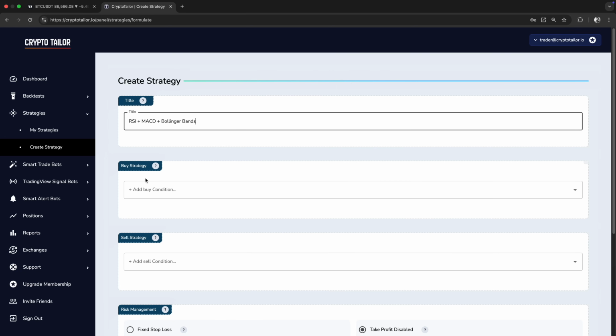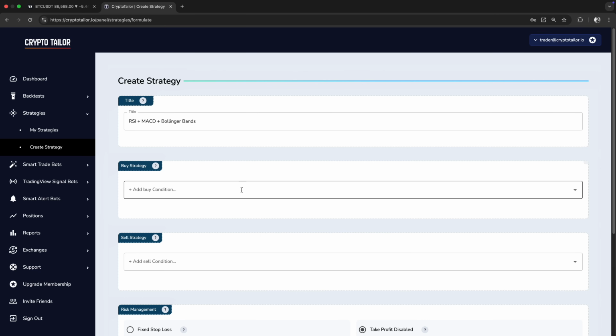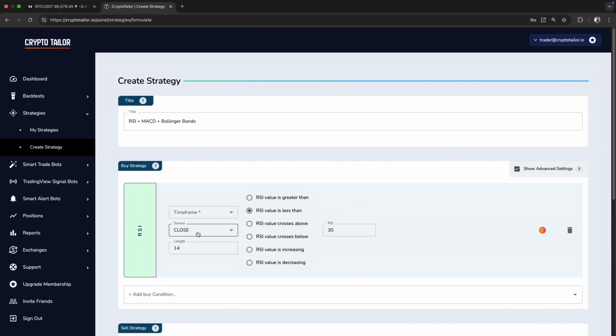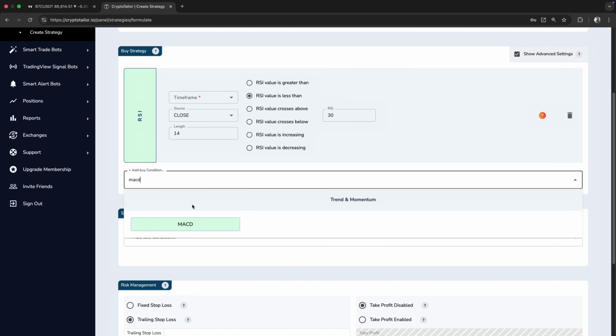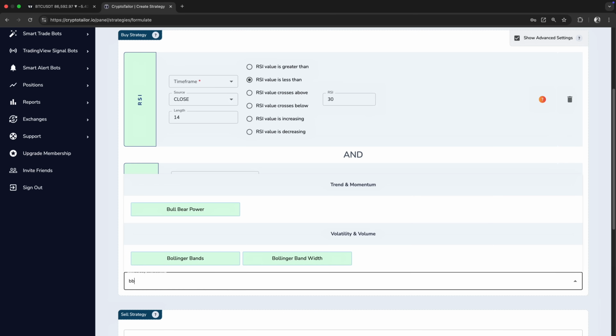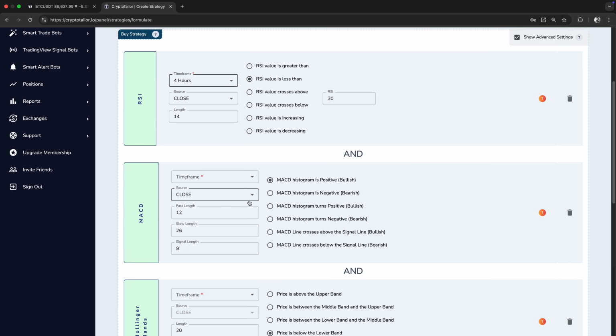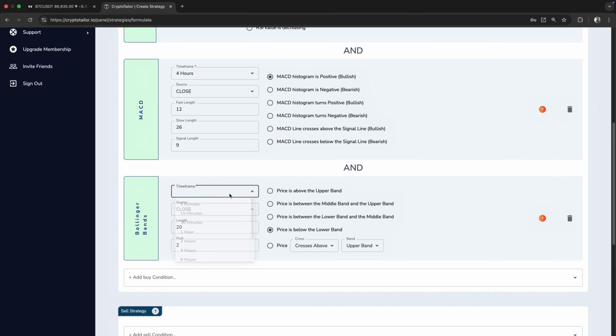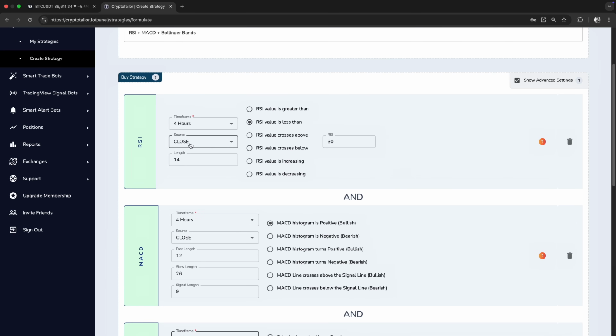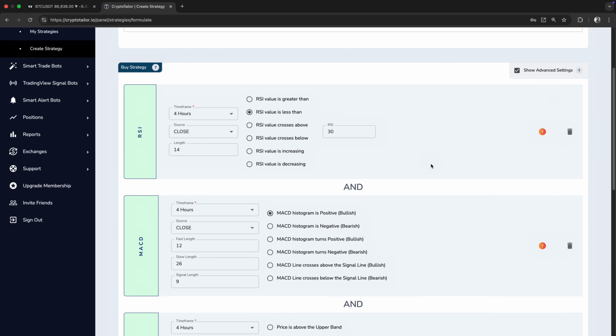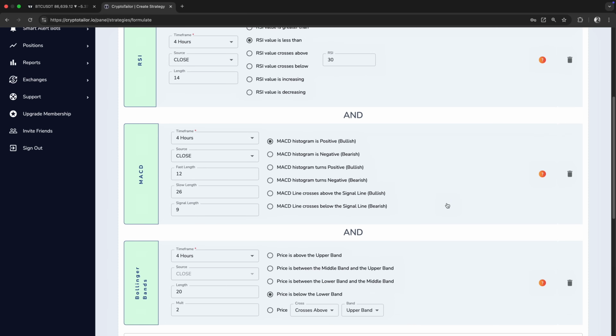After that, I need to define my strategy's buy conditions, so I choose RSI, MACD, and Bollinger Bands from this section. For each indicator, we can set our desired time frame. In this example, I use the same 4-hour time frame for all of them, but you can create more advanced strategies by combining different time frames. For example, you can check the momentum using RSI on a lower time frame while confirming the trend direction with Bollinger Bands on a higher time frame.